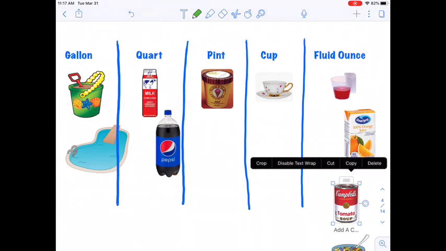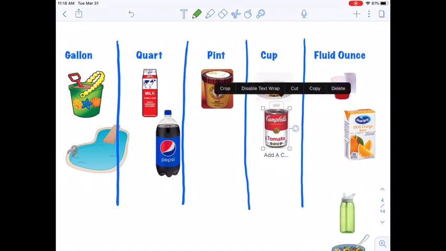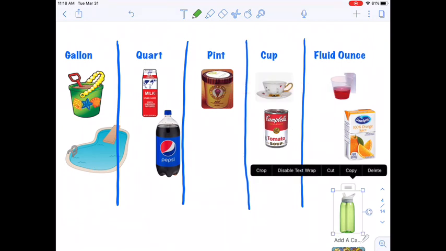How about this soup container? Well, this soup container could be measured using fluid ounces, or it could be measured telling me how many cups it would hold. So here's one way to think about it. If it would take more than 1 cup to fill it up, then I would want to measure it in cups. If it would take less than 1 cup to fill it up, then I would want to measure it in fluid ounces. So this container holds more than 1 cup, so I would want to measure it in cups.